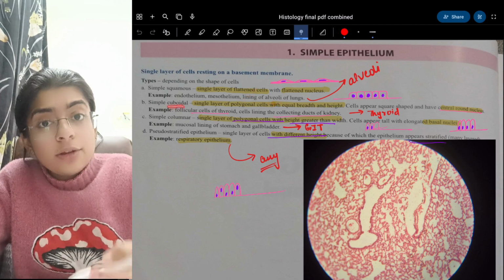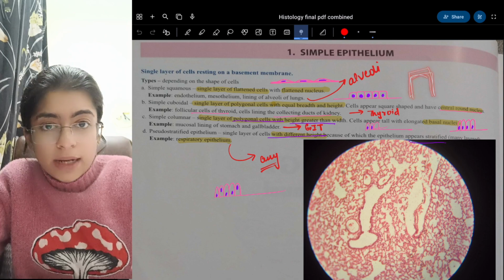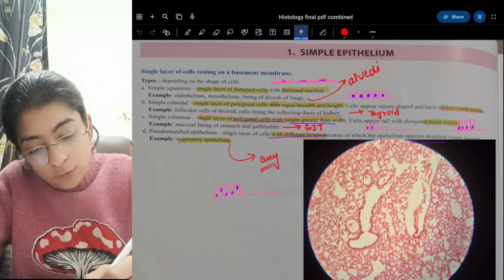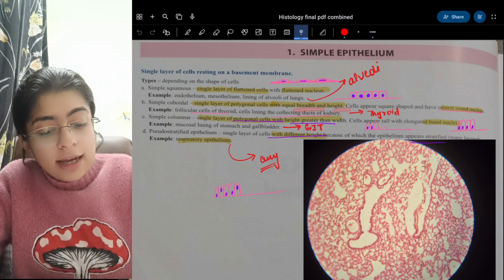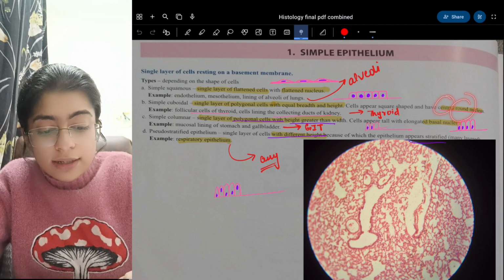Next, simple cuboidal. Cuboidal is like a square kind of thing, right? So the breadth and the height are equal, and the nucleus is central and round. See, I have drawn it in the center and round.